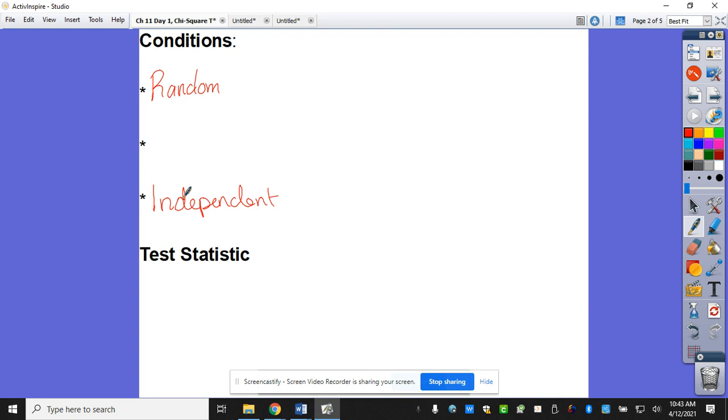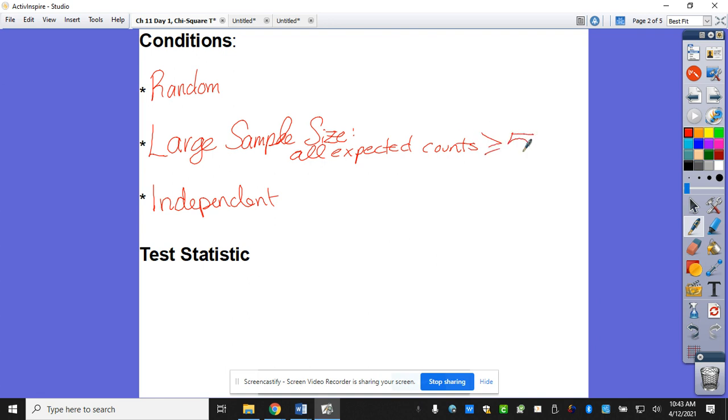So instead of making sure that all of our options, like success and failure, are at least 10, it's at least 5, but it's still that same concept. But we call it large sample size, even though it's technically following the same rules. So large sample size: all expected counts are greater than or equal to 5, because we're going to have so many that we're not going to make sure all of them are at least 10. We're going to make sure all of them are at least 5. And like I said, I'm going kind of quick through this because I'm going to slow down as I need to.